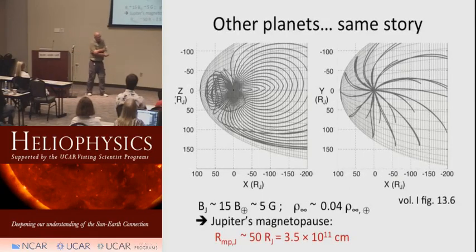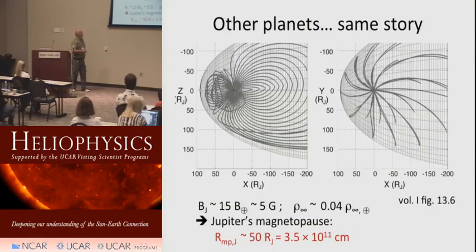Now, let's just quickly visit the other planets like Jupiter. Jupiter, same calculation would be done. The magnetic field strength of Jupiter is 15 times greater than the Earth at its equator. It's about 5 Gauss instead of 1/3 of a Gauss, 15 times. The solar wind, however, has fallen in density by 1 over r squared, 5 AU, a factor of 25. So the Jovian magnetopause should be at 50 Jupiter radii.